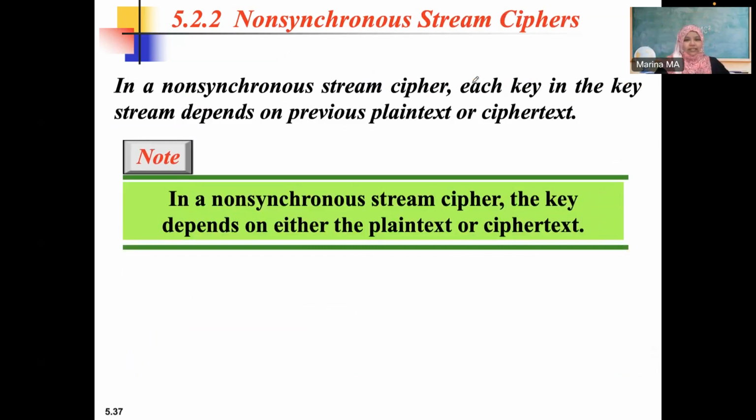Synchronous stream cipher: the key is independent of the plain text and ciphertext. But in a non-synchronous stream cipher, the difference is that each key in the key stream, the one that you created just now in LFSR, needs input from the previous plain text or ciphertext. For synchronous, it is independent. For non-synchronous, it is dependent on the plain text. We use the previous plain text or ciphertext, and then we do some manipulation to produce the key.